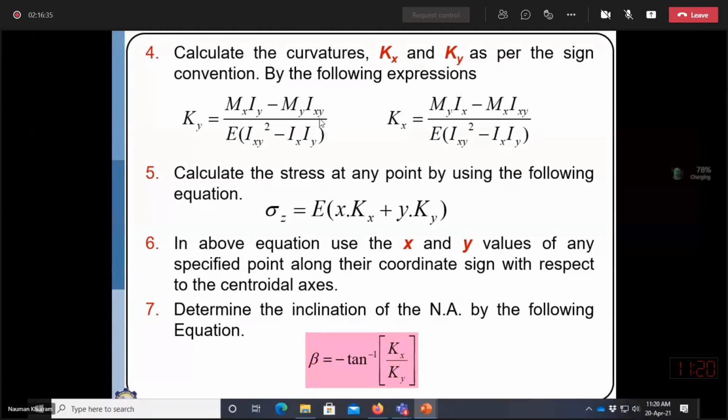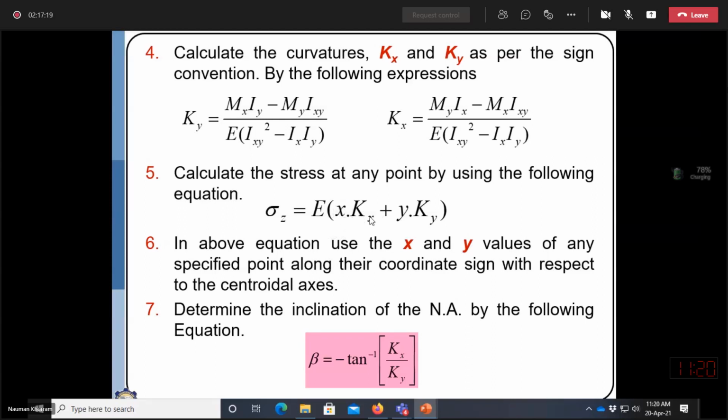If the bending is positive, the expression will be used as it is. If the bending is negative, meaning that the moment is causing tension at the top surface, then we will need to multiply this expression with -1. Then we will determine the total stress at any point by using this equation. So we can substitute ky and kx values from here, and for the stress at any point situated at a distance x and y from the centroidal axis, we need to substitute their values with their coordinate sign.